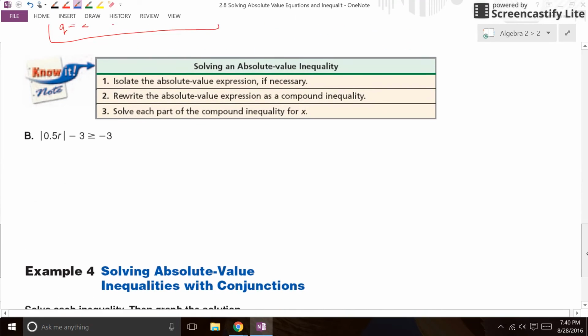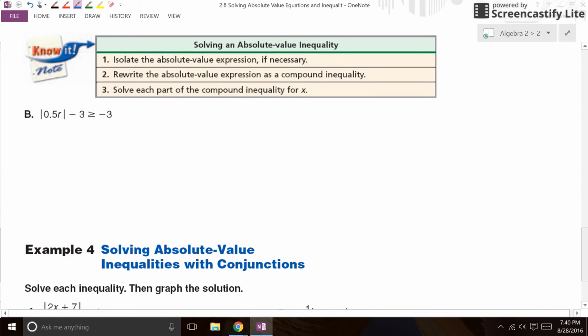All right, so here are the rules. Get the absolute value by itself. Then rewrite it as an "and" or an "or" problem, and then solve it. Those are the steps to solving. So let's try this next one. The absolute value is not by itself, so I'm going to move the 3 over real quick. Now I'll have, that's a half.